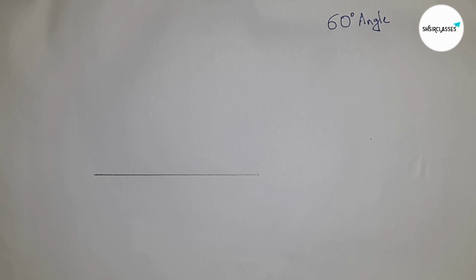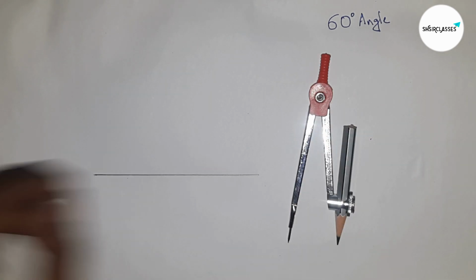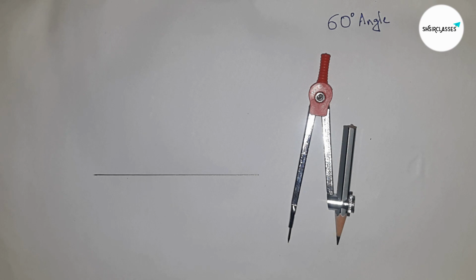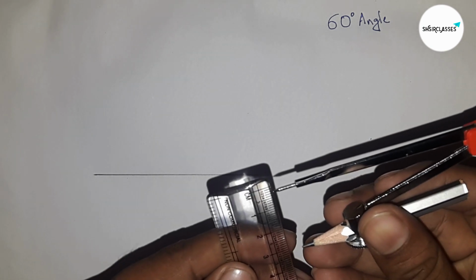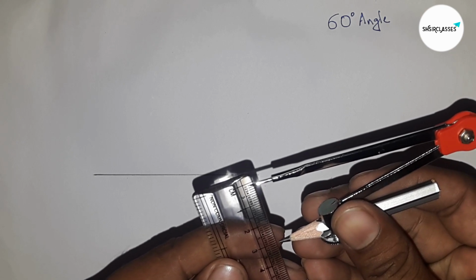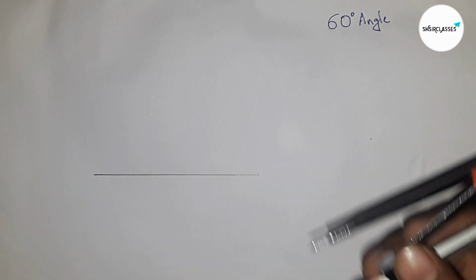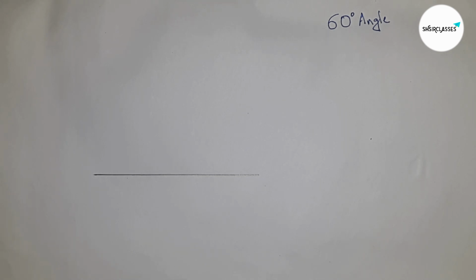Next, we have to use pencil and compass. By this we can draw a curve or half circle. So I take approximately 3 cm radius. You can take any length of radius, but here I take 3 cm.